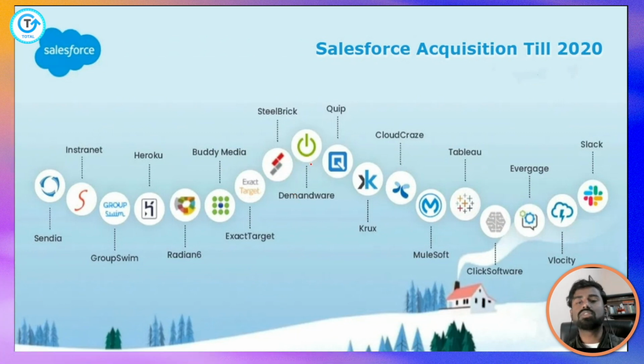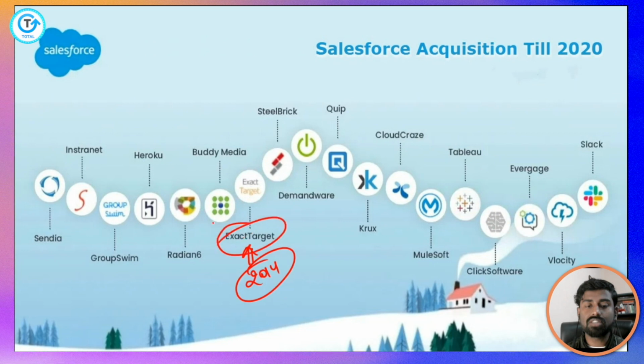So Salesforce acquired ExactTarget. You can see that in 2014. Okay, so that is the actual name of Salesforce Marketing Cloud. This is the parent company of Salesforce Marketing Cloud. ExactTarget was acquired by Salesforce, and then it was renamed Salesforce Marketing Cloud in 2014 itself.